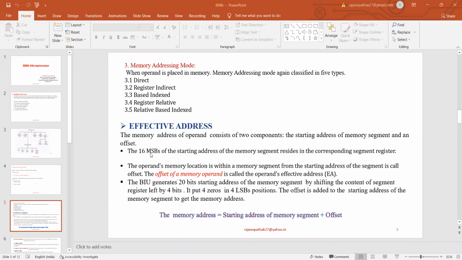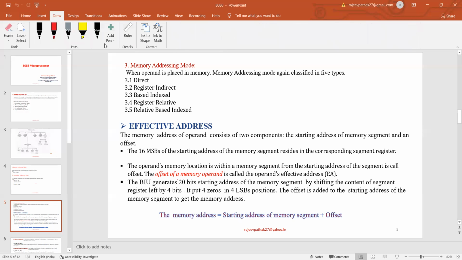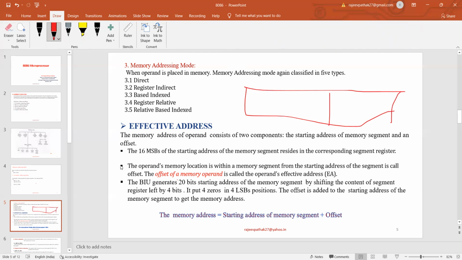Suppose we have a 20-bit memory address. The 16 MSB of the starting address of the memory segment reside in the segment register, and the 4 LSB of the memory address is called the effective address. What do you mean by effective address? The memory address of the operand consists of two components: the starting address of the memory segment and the offset. The operand memory location within the memory segment, measured from the starting address of the segment, is called the offset.